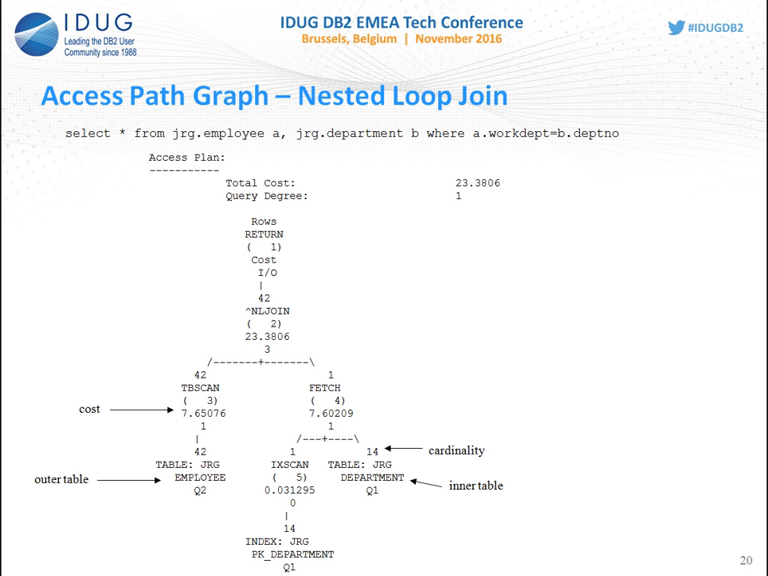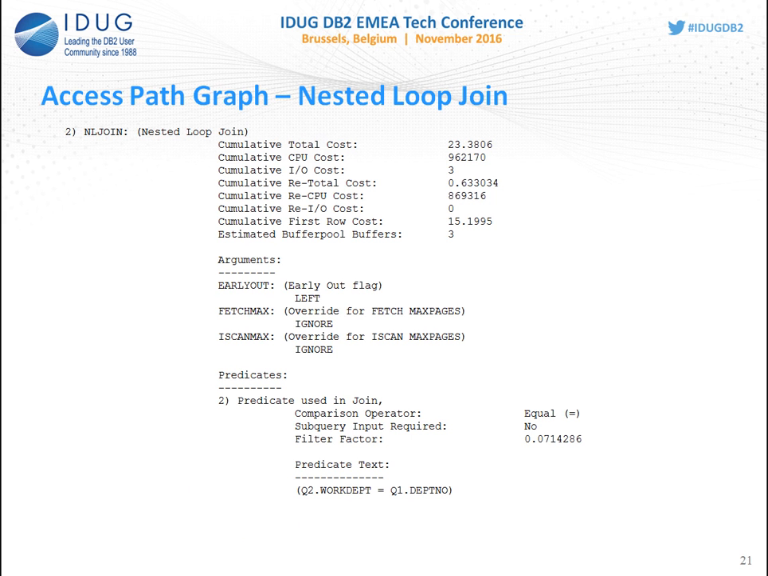By the way, this output is from DB2EXFMT on LUW. Each node has a number so that you can then page through that output. It's text-based. Node number 2 is the nested loop join, and it has information about the join itself and the join predicates. As you can see, we're joining work department equals department number. And there's a filter factor for that join predicate. There were 14 rows in the department table, so matching up with one of them would be 1/14, a 0.07 as the filter factor.